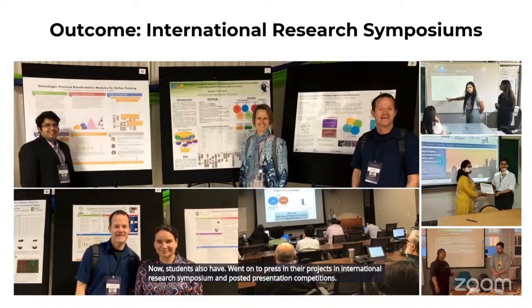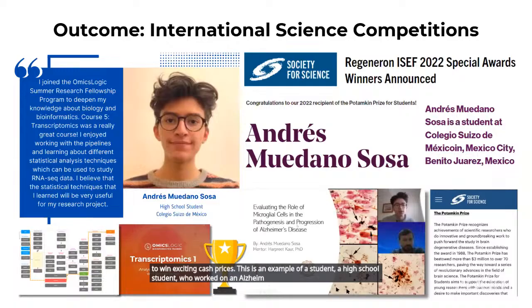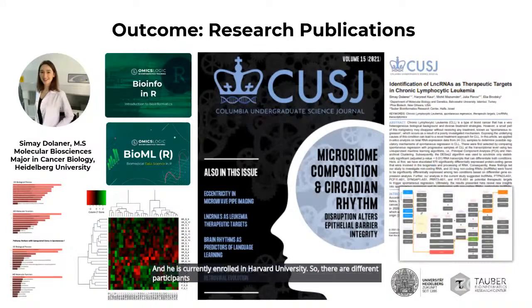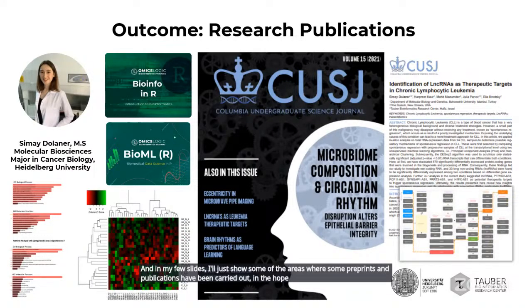Now, students have also gone on to present their projects in international research symposiums and poster presentation competitions to win exciting cash prizes. This is an example of a high school student who worked on an Alzheimer's project and later went on to win the Potemkin Prize, and is currently enrolled in Harvard University. So there are participants from different backgrounds who enroll, including high school students as well. Now, students also join the program to get research publications done, and in a few slides, I'll show some of the areas where preprints and publications have been carried out, in the hope that it might inspire you to work on similar projects.